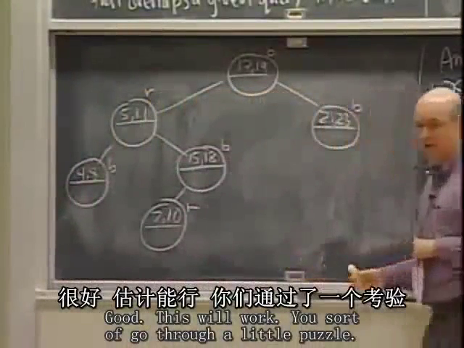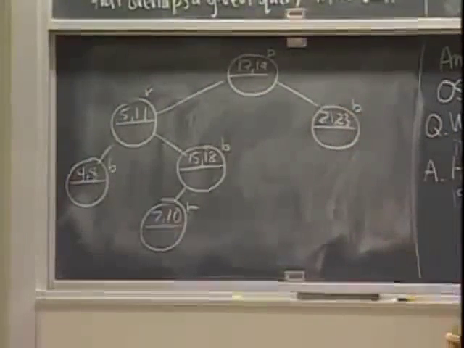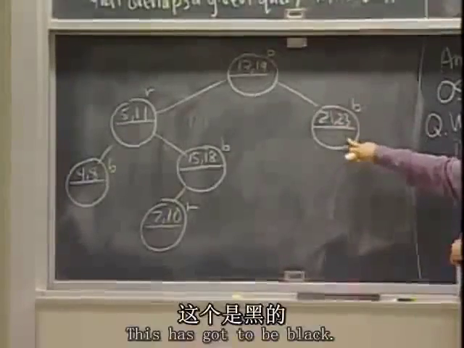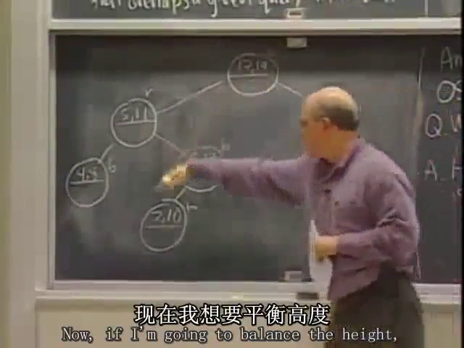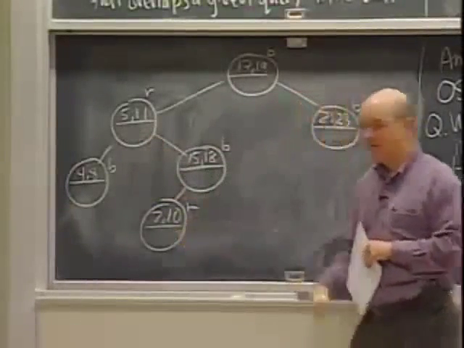Okay, a little logic puzzle. Because this is really short, it better not have any reds in it, so there's got to be black. And now if I'm going to balance the height, I've got to have a layer of black here. It couldn't be that one. It's got to be these two. Okay?